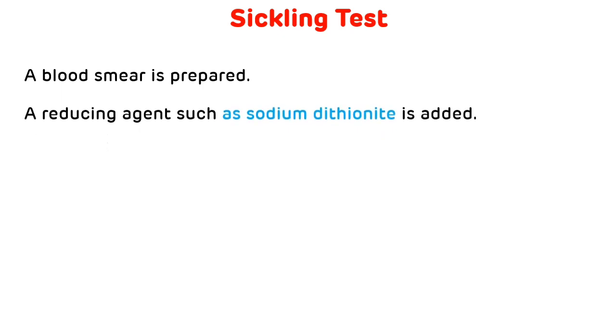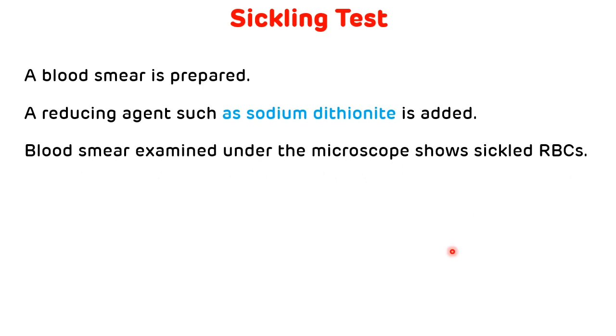Now another test which is done for the diagnosis of sickle cell anemia is the sickling test. In the sickling test, first a blood smear is prepared, then a reducing agent such as sodium dithionate is added, and the blood smear is examined under the microscope to visualize sickle red blood cells.